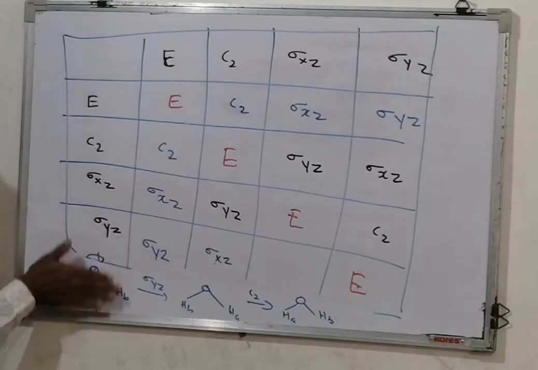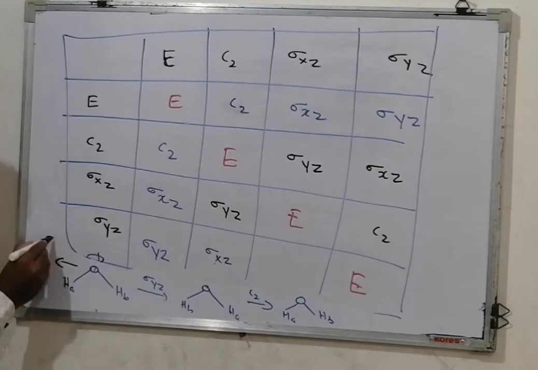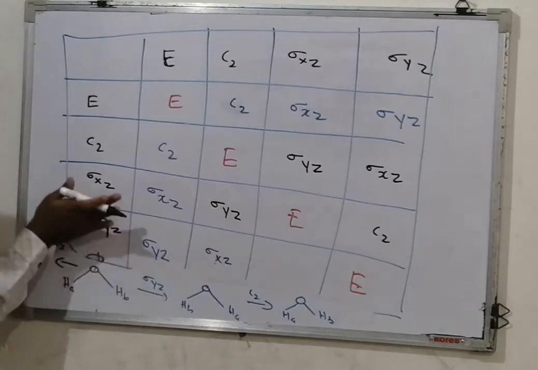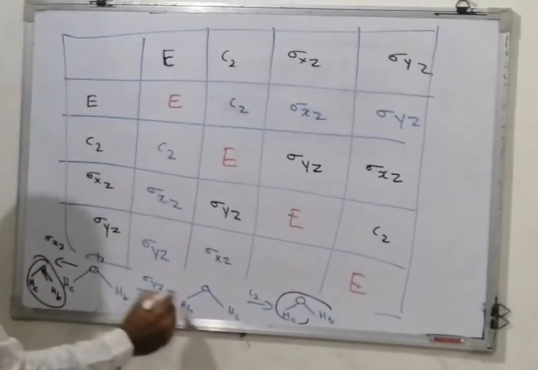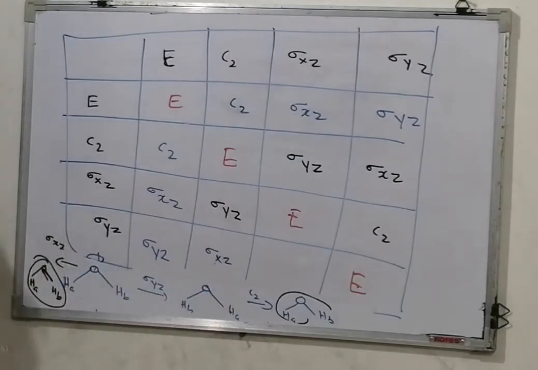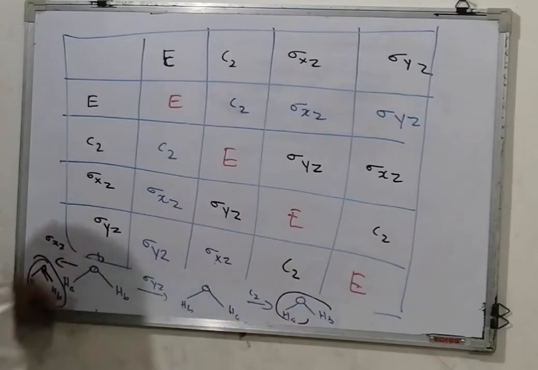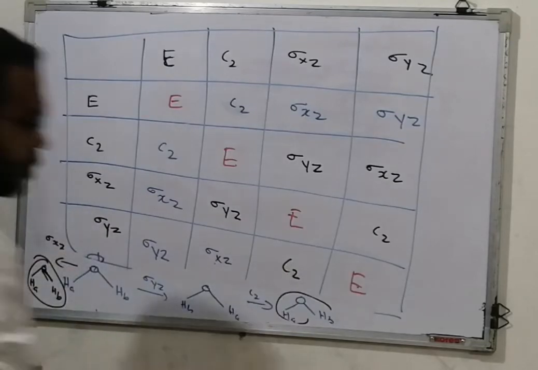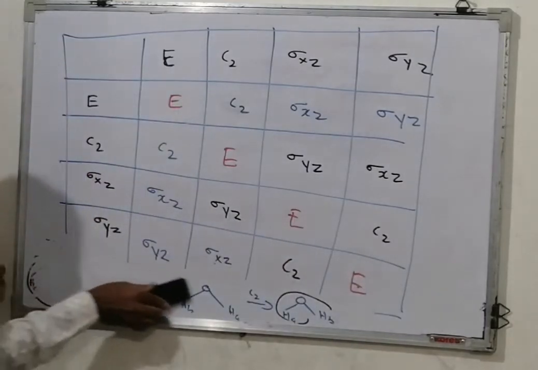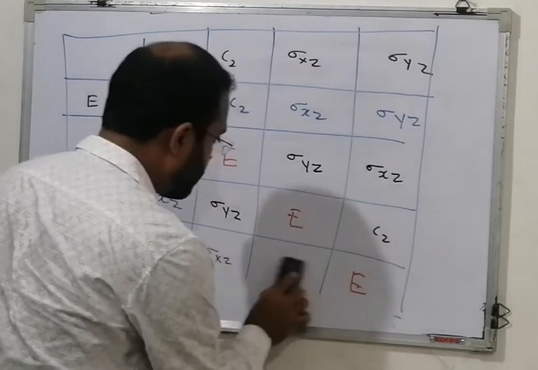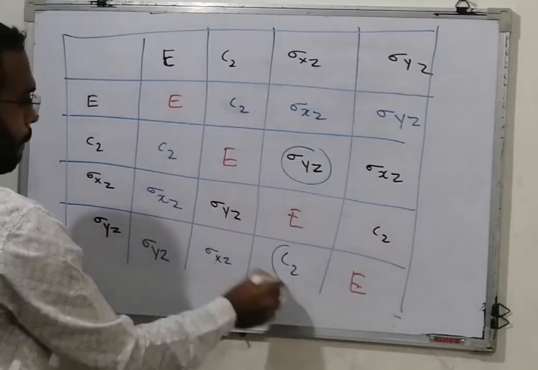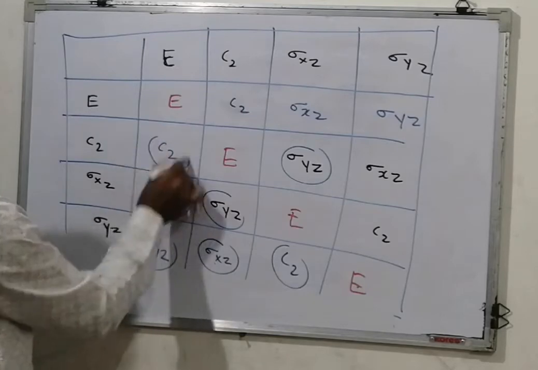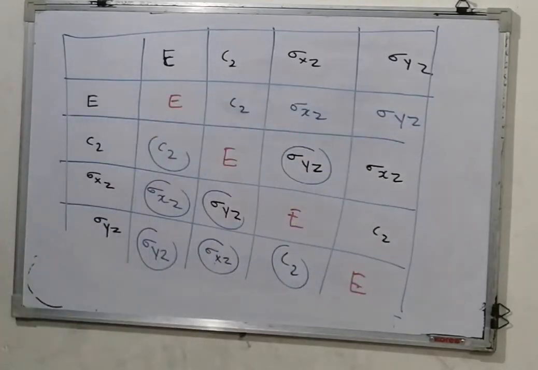This molecule is planar. Sigma XZ means a planar molecule, you will get the same, HA, HB. Therefore, this is equal to this. Therefore, sigma XZ into C2, or C2 and sigma XZ, is equal to sigma XZ. Sigma XZ into sigma YZ is C2. Okay? Therefore, this is our group multiplication table for water. Only these things are important. This corner, these sides are easy.